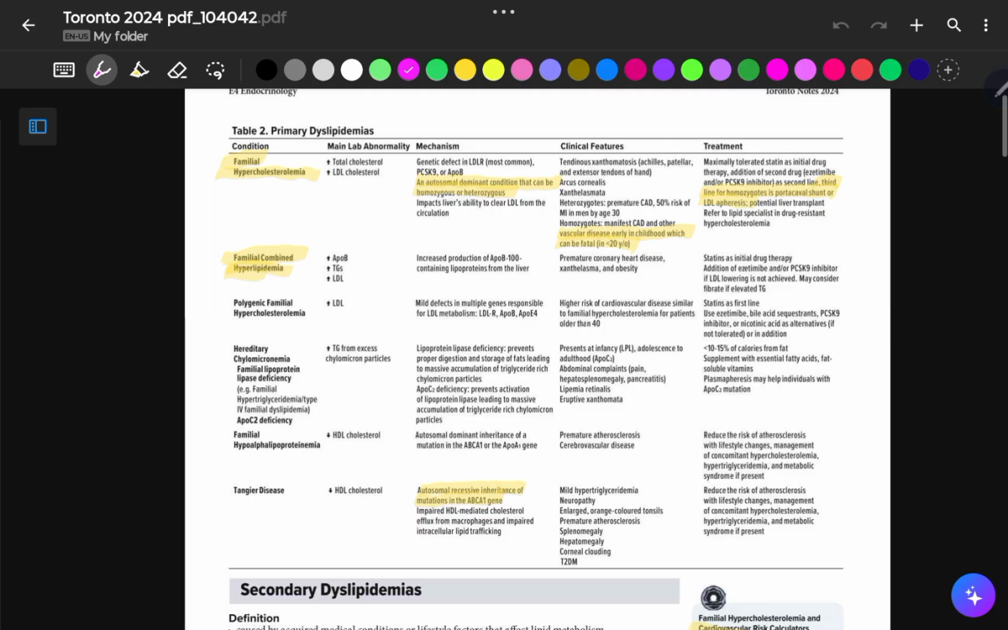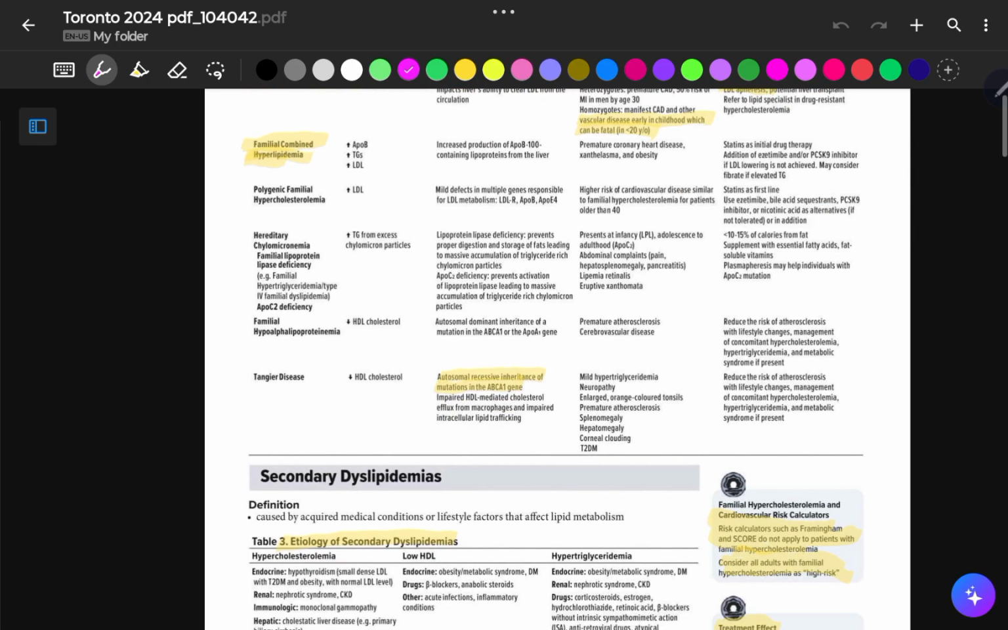Okay, so the last one is your Tangier disease, where there's a decrease in your HDL cholesterol. This one is an autosomal recessive inheritance of mutation of your ABCA1 gene. Management is the same as the previous one, your familial hypoalphalipoproteinemia.